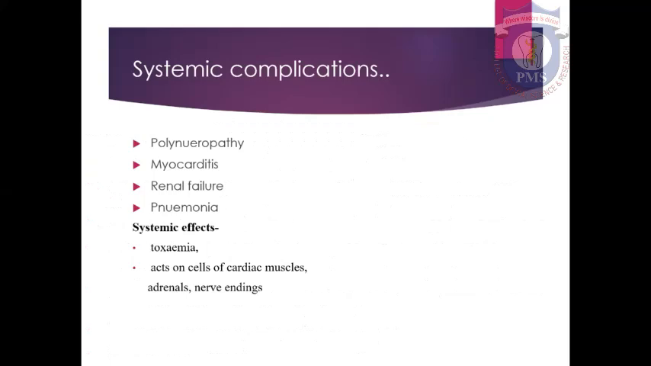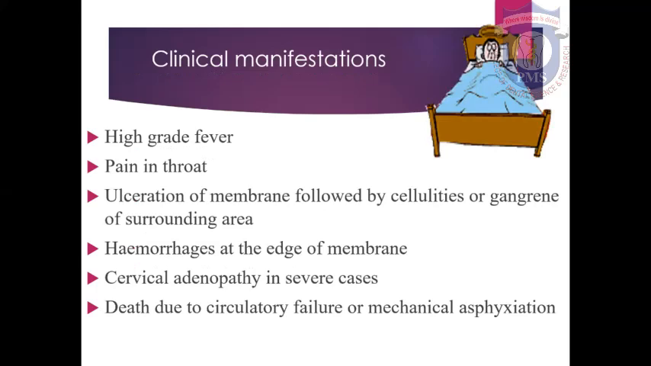So these are the systemic complications like polyneuropathy, myocarditis, renal failure, pneumonia, then toxemia. They can act on cells of cardiac muscles, adrenals, and nerve endings. We already said that this toxin has affinity towards cardiac muscles, adrenals, and nerve endings. Next, we will move on to clinical manifestations.